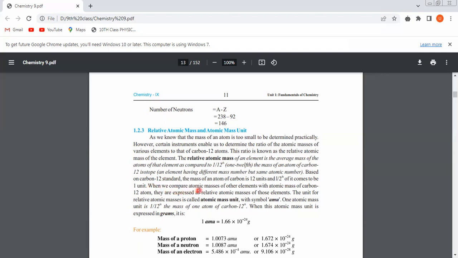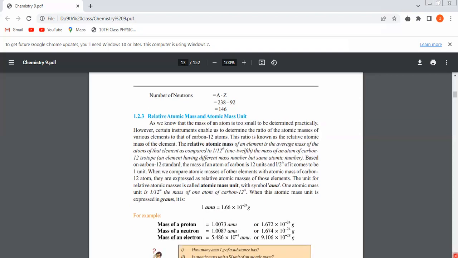Based on the carbon-12 standard, the mass of an atom of carbon is 12 units, and 1/12 of it comes to be 1 unit. When we compare atomic masses of the elements with the atomic mass of carbon-12 atoms, they are expressed as relative atomic masses of those elements. The unit for relative atomic mass is called atomic mass unit with symbol AMU. One atomic mass unit is 1/12 the mass of one atom of carbon. When this atomic mass unit is expressed in gram, 1 AMU is equal to 1.66 multiplied by 10 raised to the power minus 24 gram.